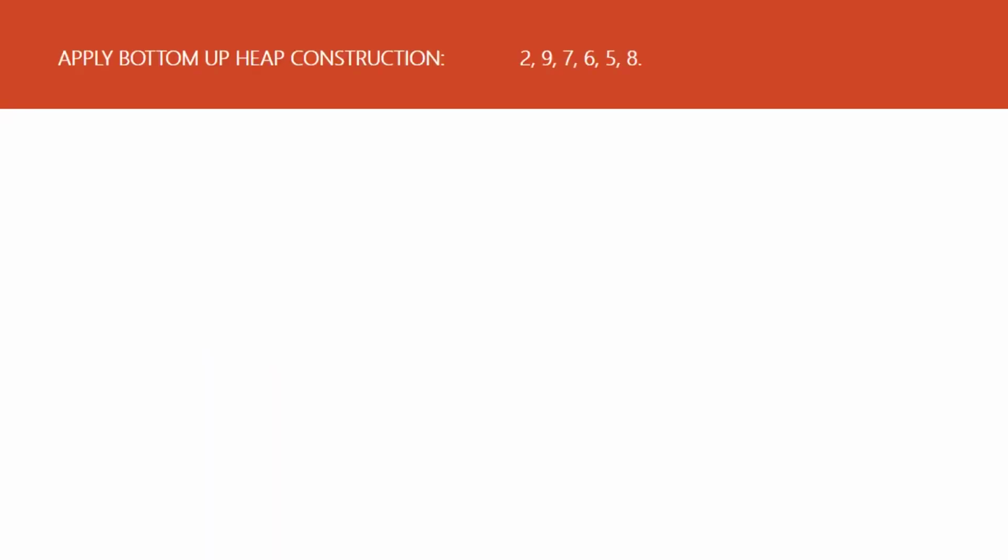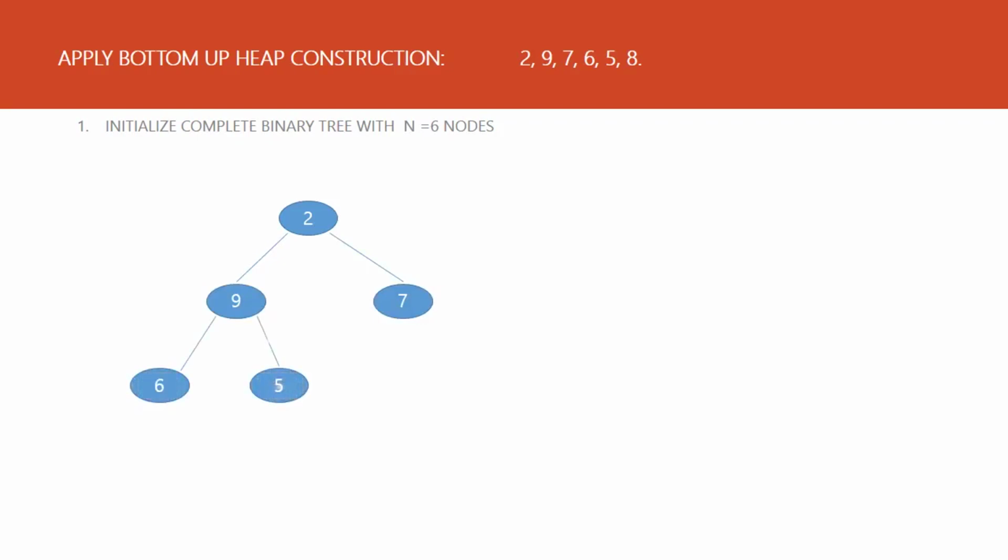In this slide, I am going to teach you how to apply bottom up heap construction on the set of elements 2, 9, 7, 6, 5, 8. First, let me create a complete binary tree for 6 nodes, as there are 6 elements. First, let me create a node for 2 and then make 9 and 7 the left and right child, make 6 and 5 the left and right child of 9, and make 8 the left child of 7. Remember, whenever you are assigning nodes as children of a node, always start from left to right.